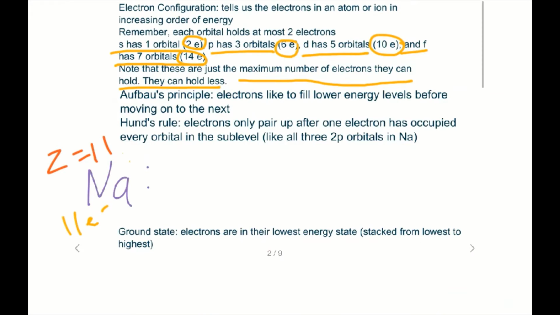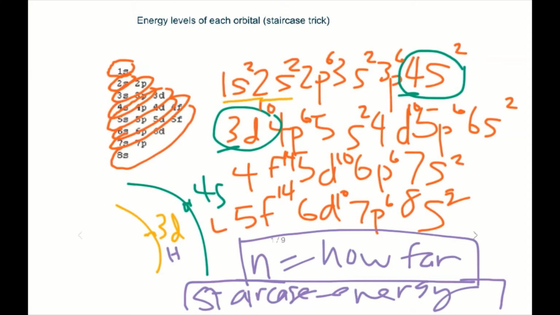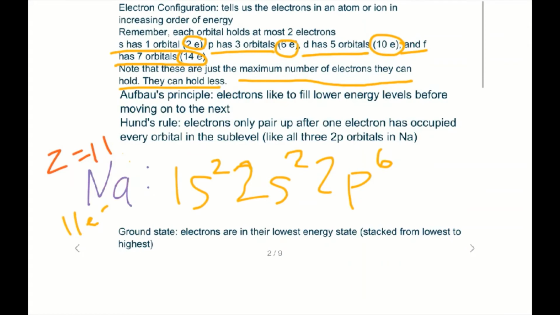So we start off by filling out the 1s sublevel, and this can hold at most 2, and then the 2s sublevel, which can hold at most 2, and then the 2p sublevel, which can hold at most 6. And notice how we're going by the order of which the staircase goes. And then we have 10 electrons, since 2 electrons here, 2 electrons here, and 6 electrons there.